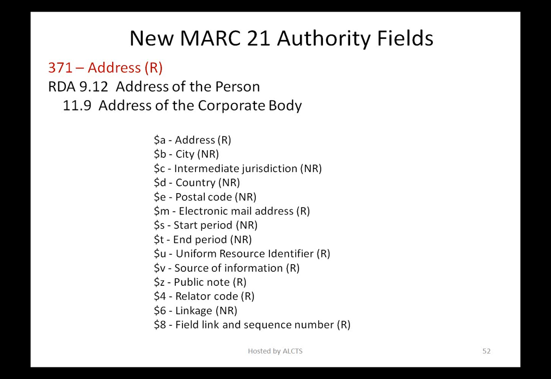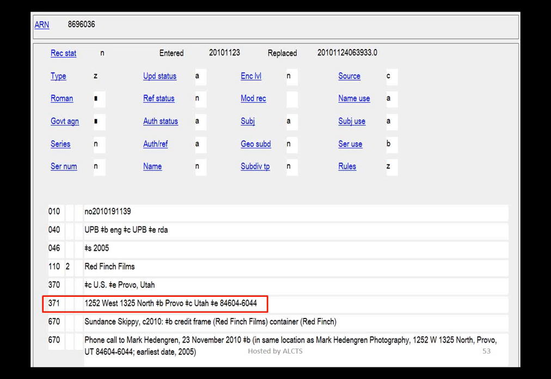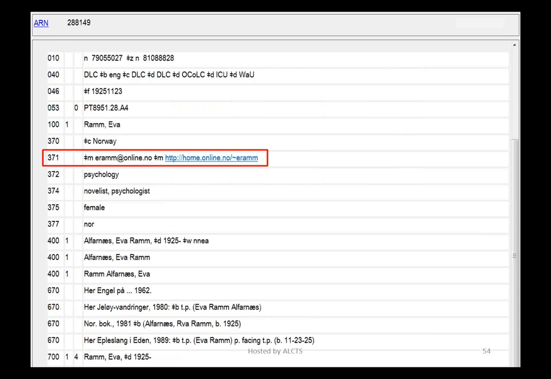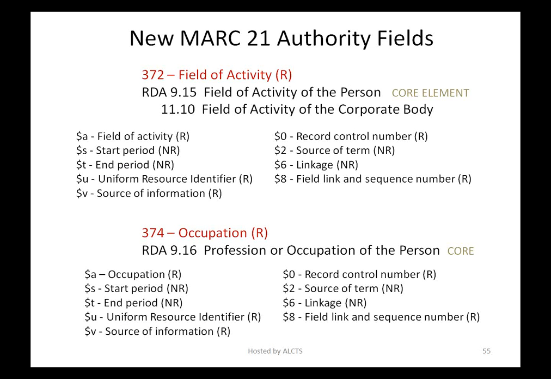Another new field is address, which corresponds to RDA elements for address of the person and address of the corporate body. And here's an example showing that in an authority record. I'm skipping real fast through these. I know you can come back to them later on and look in more detail at the MARC format. Another example showing electronic address.